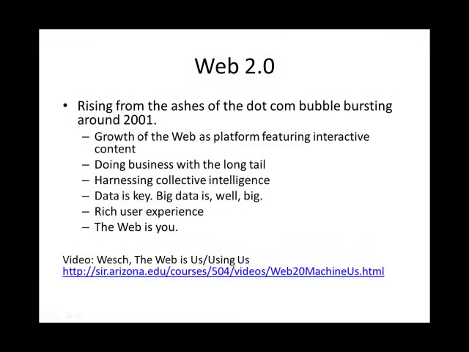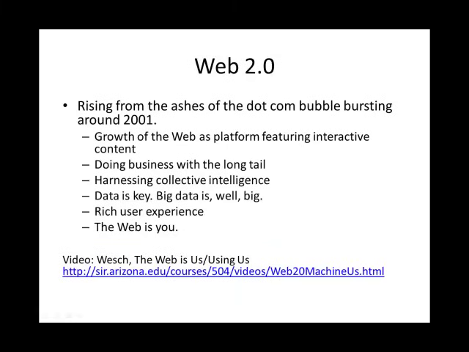Now, you can't really talk about social computing without talking about Web 2.0. Web 2.0 is a bit of a cliche by now, but it was a very popular term when it was coined around 2003, 2004. It was coined by Tim O'Reilly. It largely is a marketing term, so it has a lot to do with business.